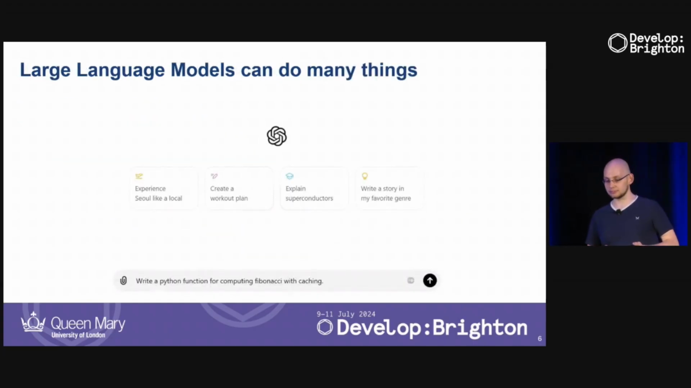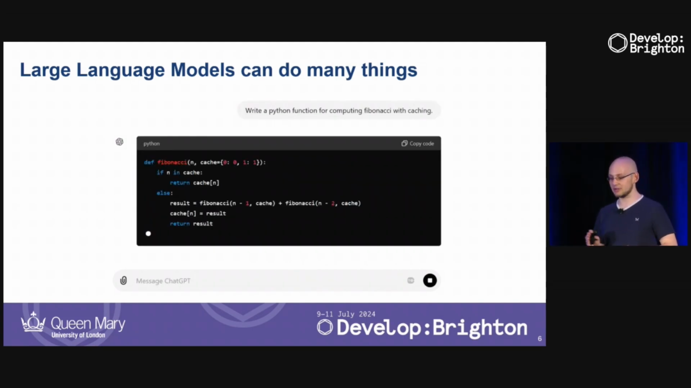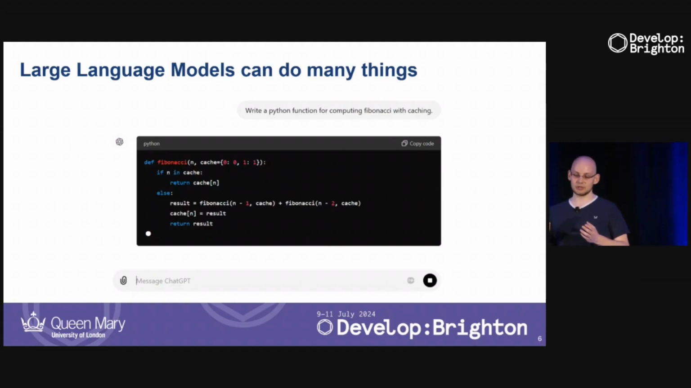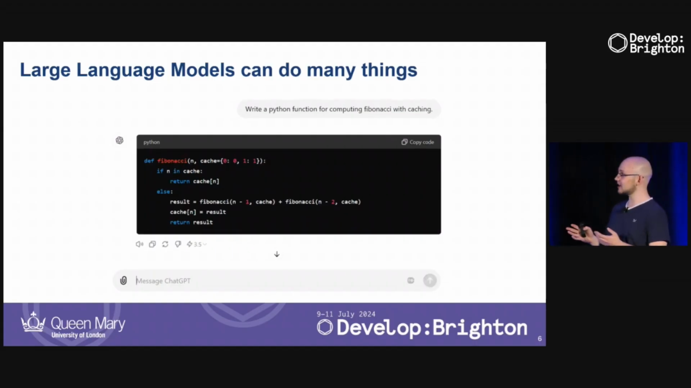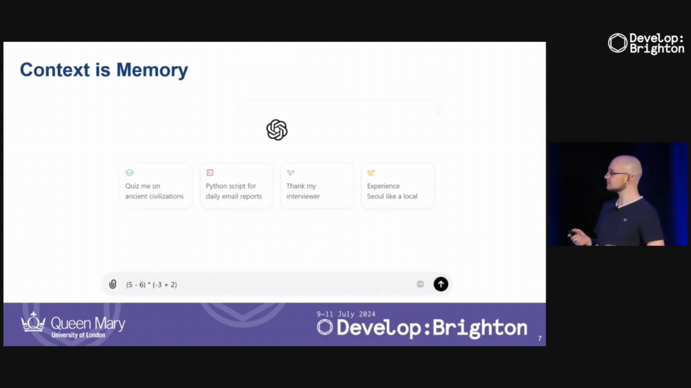Let's look at one example, where I asked a large language model, in this case ChatGPT, which uses language models in the background, to write a function for computing the Fibonacci sequence in Python. The code in itself doesn't matter that much. I tested this code, it works exactly how I wanted it to work, and it works perfectly. So we can use large language models to just program for us, which is already quite impressive, in my opinion.